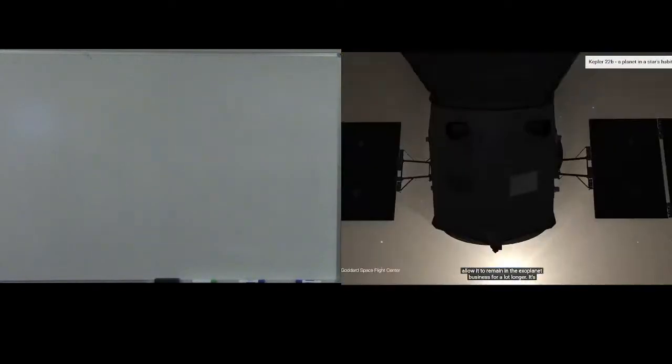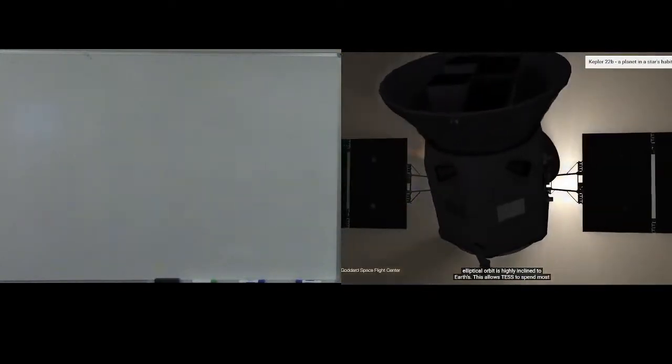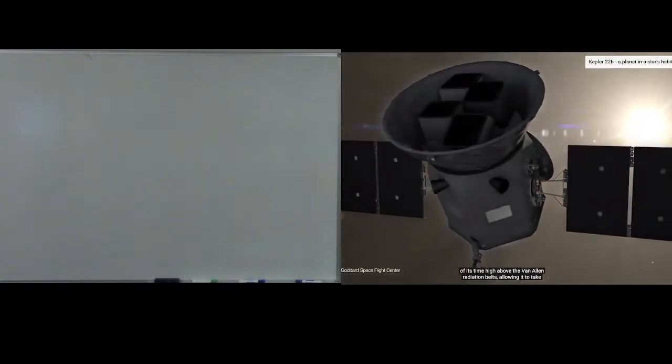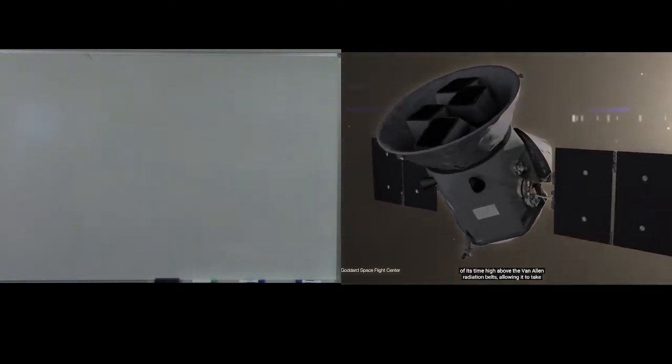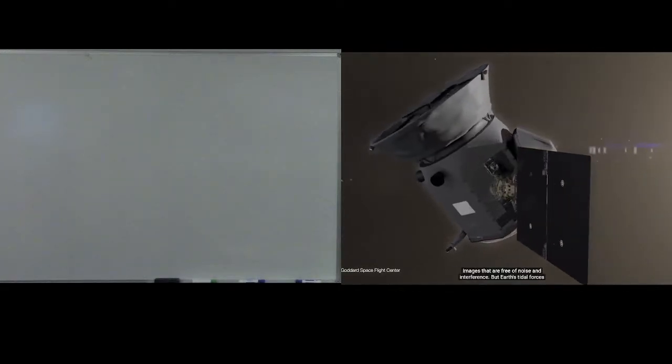TESS is designed for a 2-year primary mission, but it has an orbital trick up its sleeve that would allow it to remain in the exoplanet business for a lot longer. Its elliptical orbit is highly inclined to Earth's. This allows TESS to spend most of its time high above the Van Allen radiation belts, allowing it to take images that are free of noise and interference.